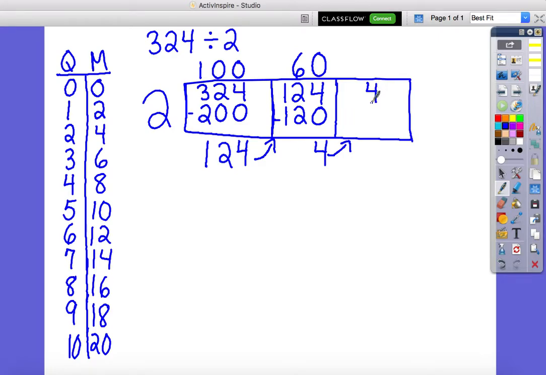So we take that 4, go down the quotients and multiples list again, and see how close we can get. We can get right to 4, which is 2 groups of 2. We put our 2 up over top. The quotient goes up, the multiple goes down. So it's similar to the steps that we were taking in traditional long division with putting the quotient up and the multiple down. And then we subtract. 4 minus 4 is 0. So we have nothing left here. And then we just put our place value back together, the hundreds, the tens, and the ones. So our answer is 100 plus 60 plus 2, which is 162.